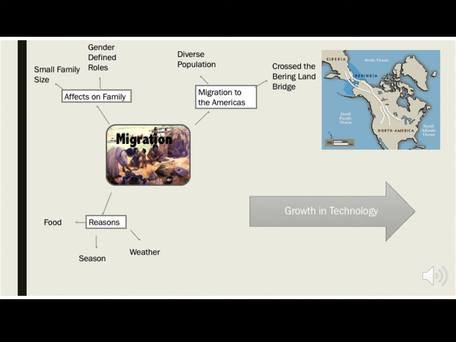I want to spend some time talking about migration to the Americas specifically. Migration to the Americas happened over a long period of time. It was a diverse population that came with many backgrounds and cultures. However, they all came over through Siberia, which was then attached to what's now Alaska, and crossed over. It's called the Bering Land Bridge. They came in and settled all throughout North America and down into South America.